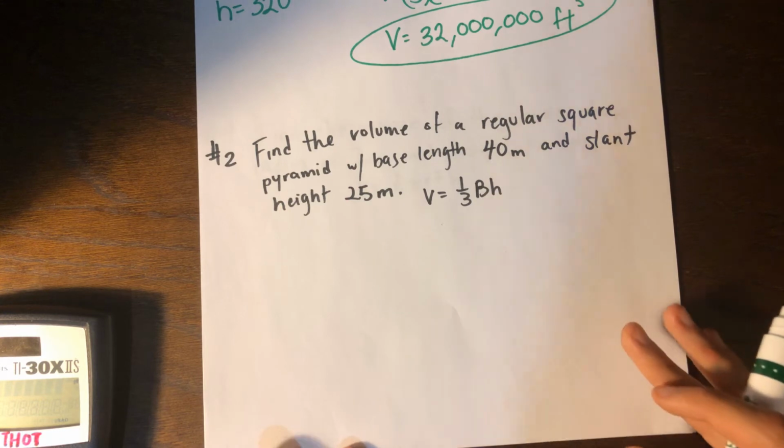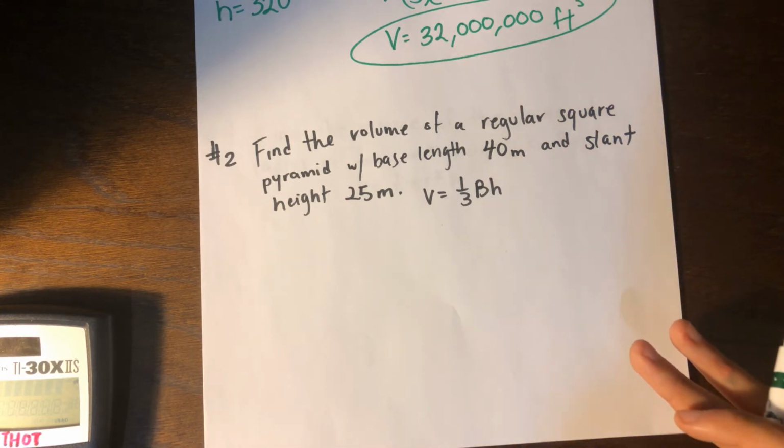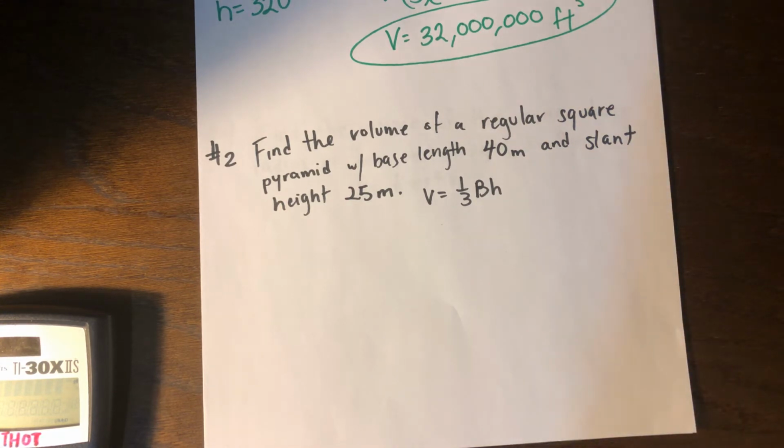I have: find the volume of a regular square pyramid with the base length. They didn't give us the area of the base. They only gave us the base length, which is 40 meters, and a slant height of 25 meters.